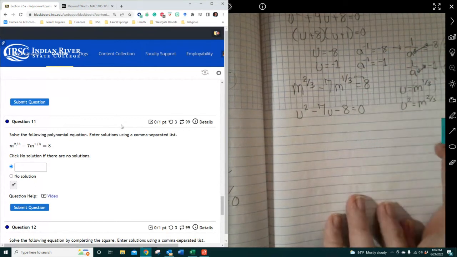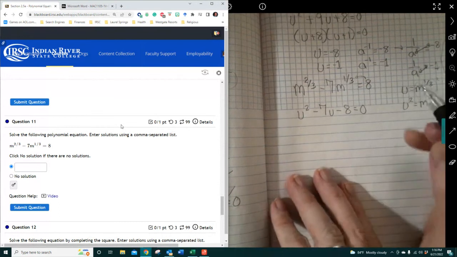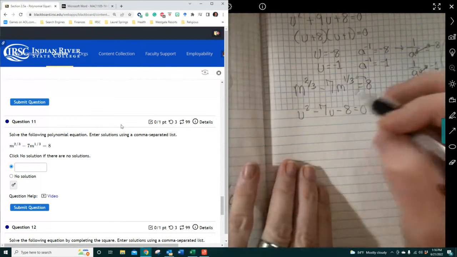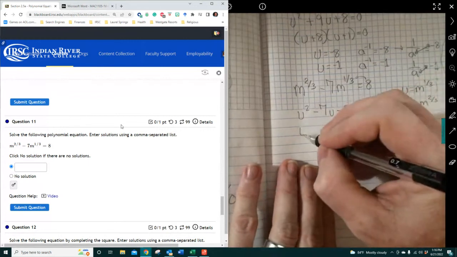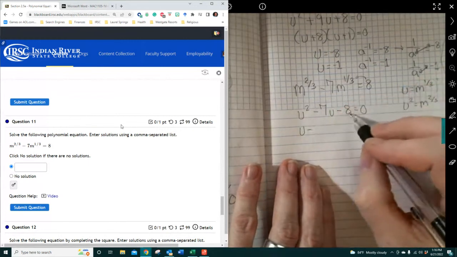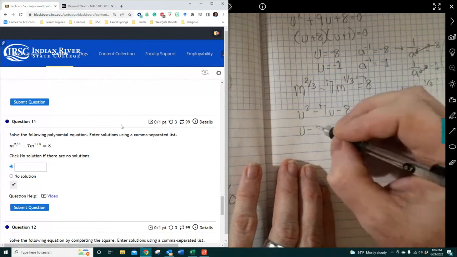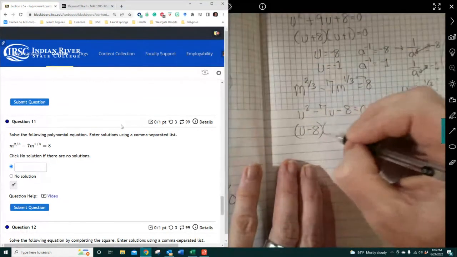Really simple now for me to go ahead and factor, which is what's really complicated if you don't do U-substitution. So now I'm going to factor it. So u, what are two numbers multiplied together to create -8 that add up to -7? That would be -8 and then +1.